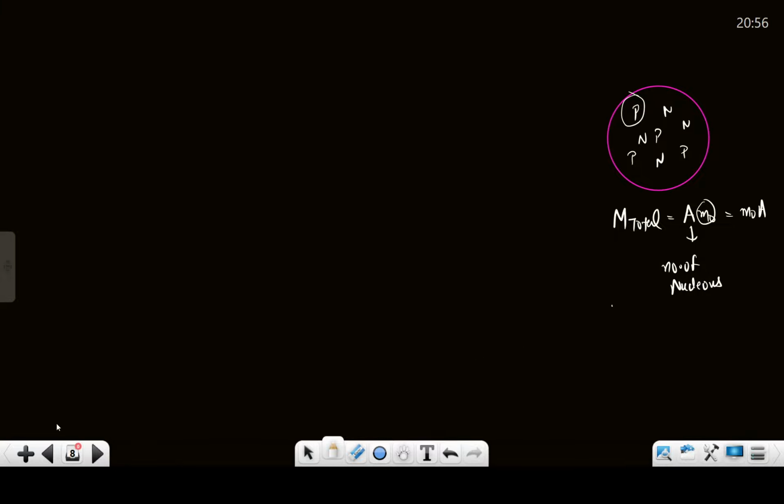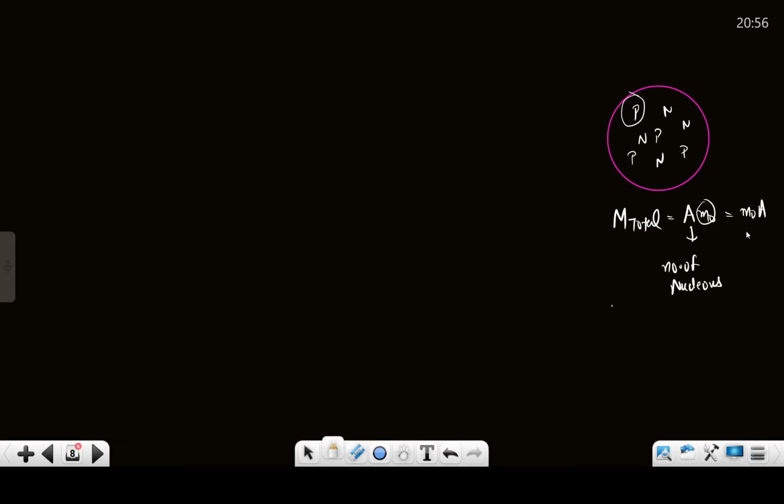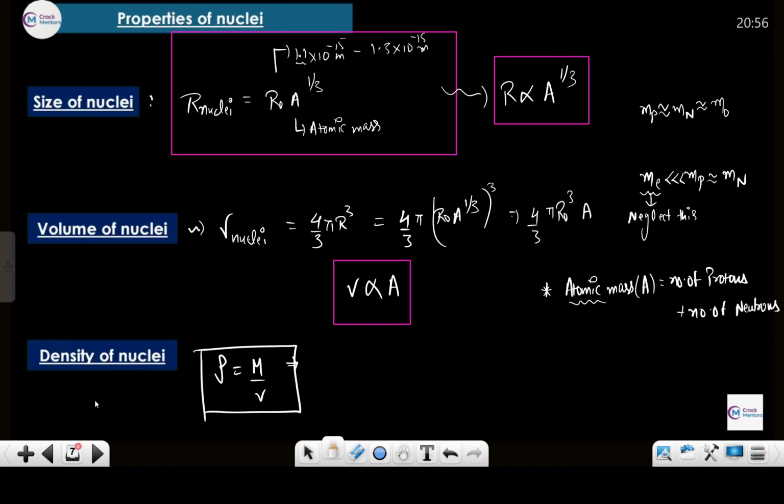I'm hoping that this is clear to you, and if it is not, then you can ask the doubt regarding it. It is similar to Z e or Z p, which we have done in the atoms chapter. Then after solving this, density is nothing but mass, which is m naught A, upon volume. Volume is nothing but 4 upon 3 pi r naught cubed A. After solving each and every term, we are able to observe that this is the density.